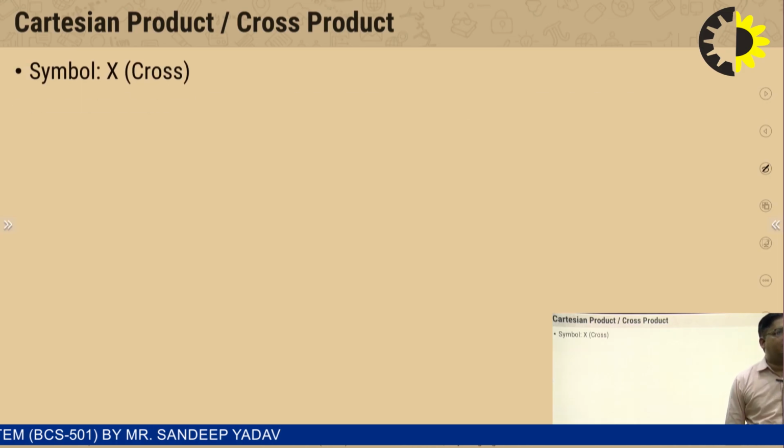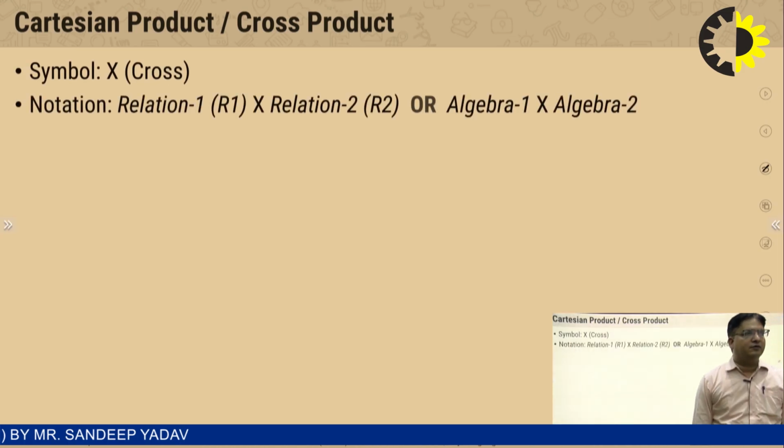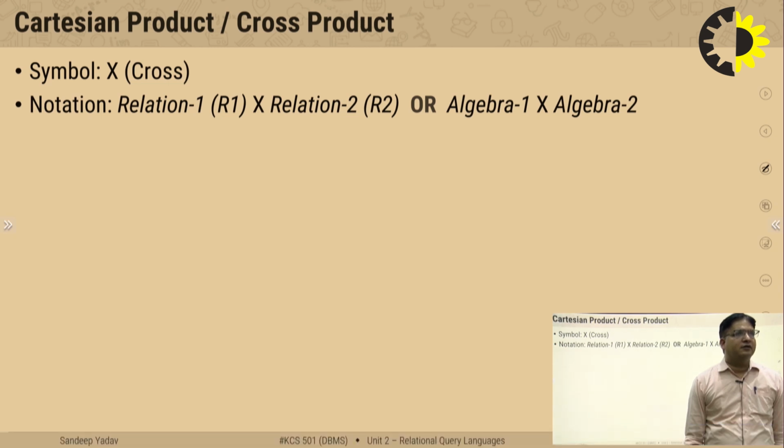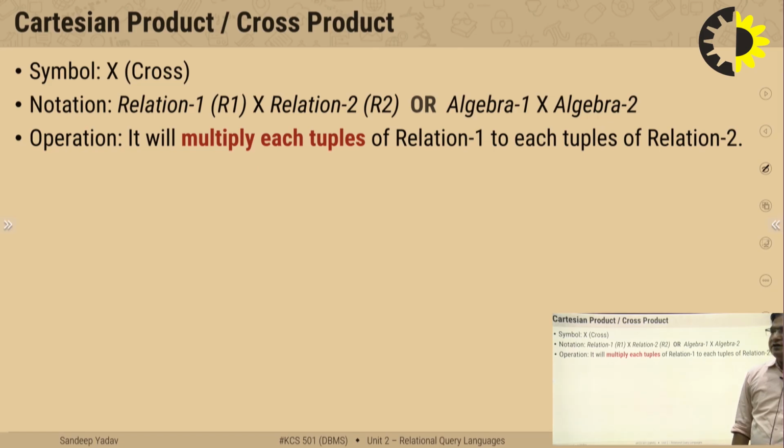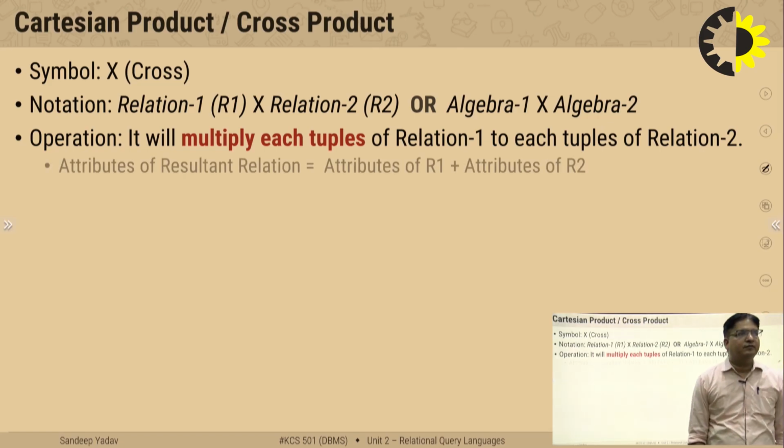Next operation is cross product. Cross product, as you know, is represented by the symbol cross. It shows all the possible combinations of relation 1 and relation 2, as was done in previous years in mathematics. It will multiply each tuple of relation 1 with each tuple of relation 2.